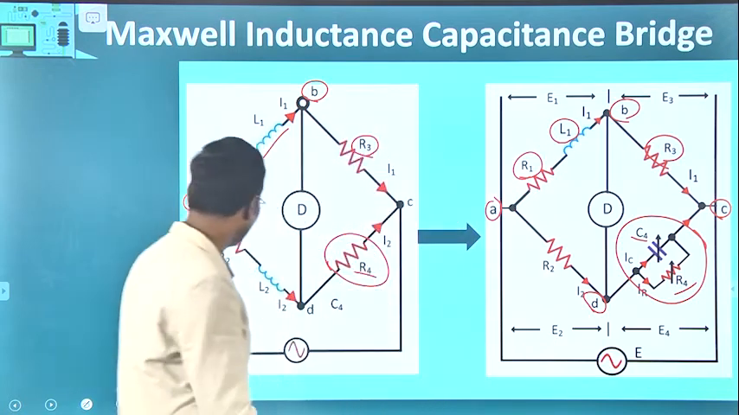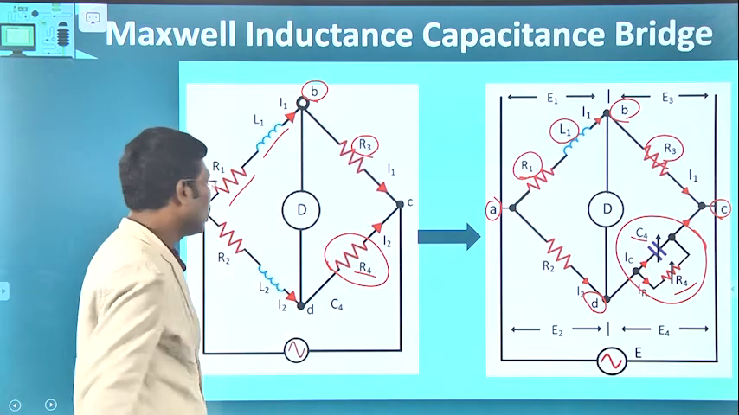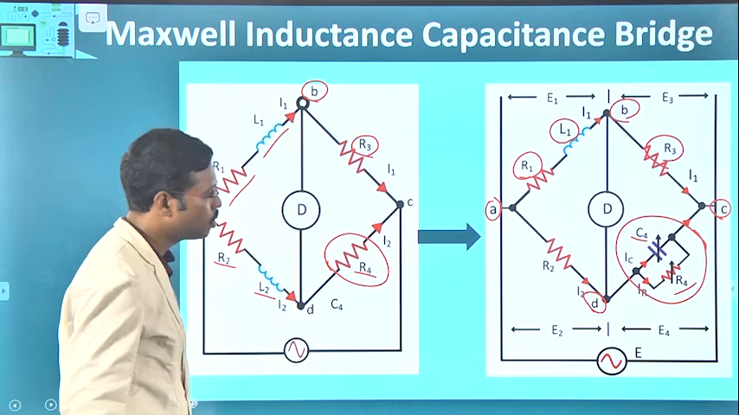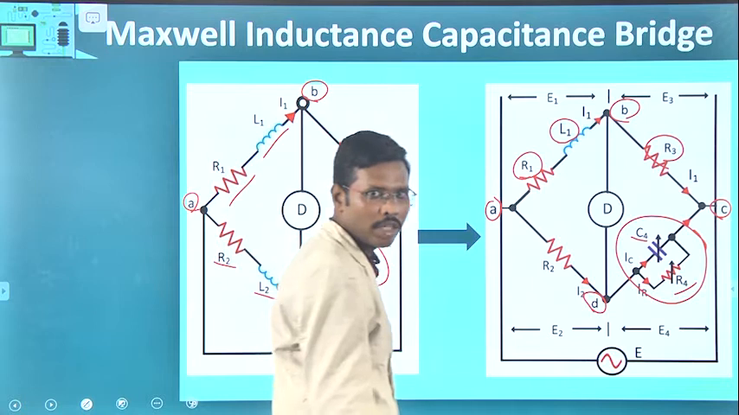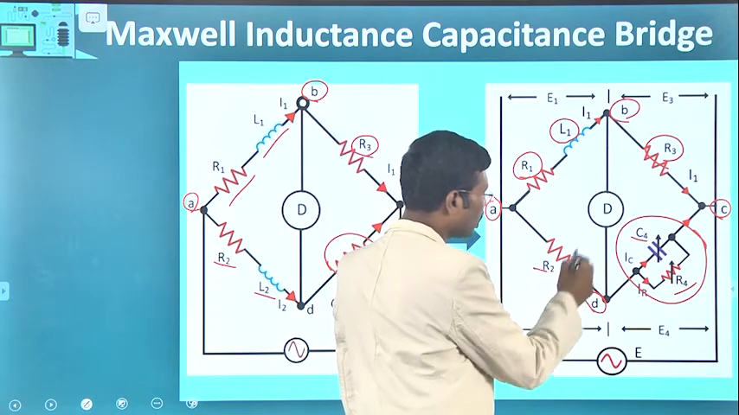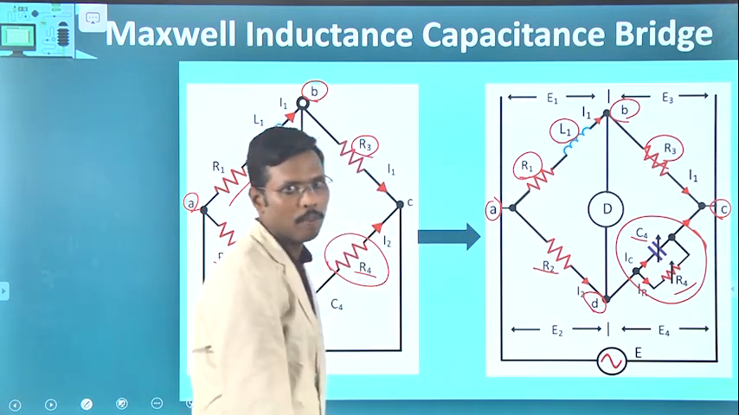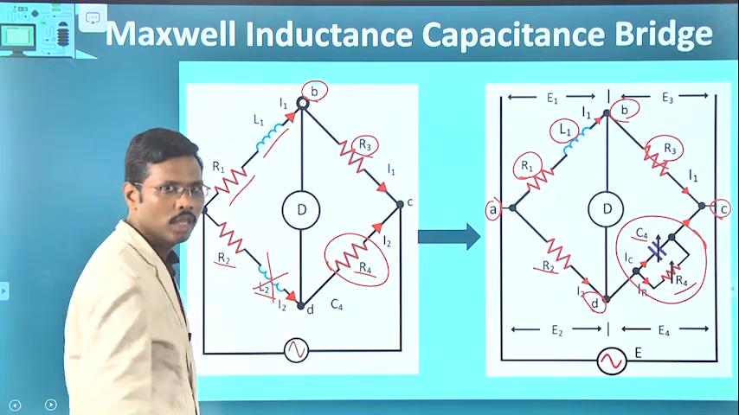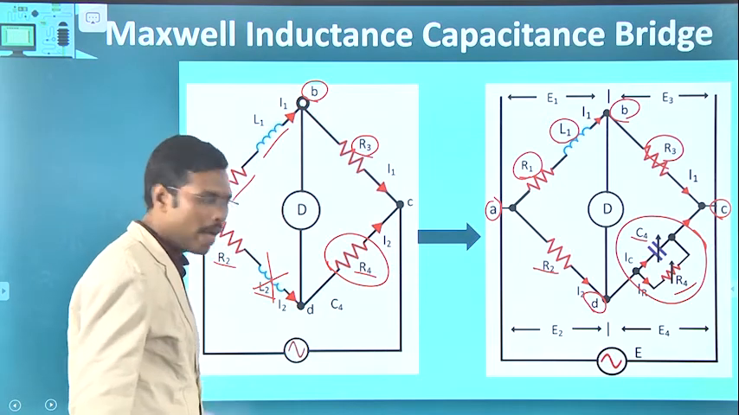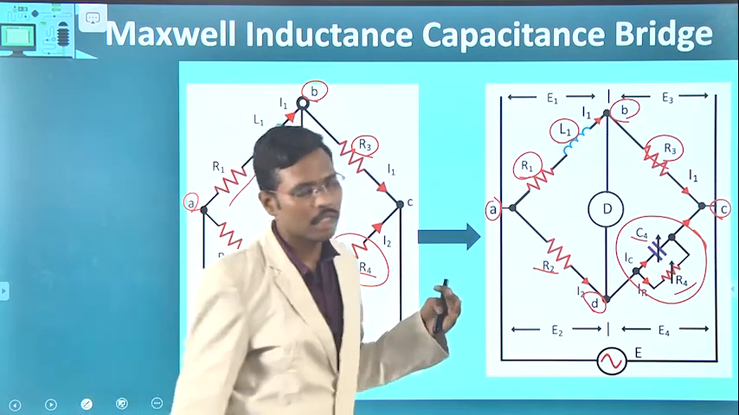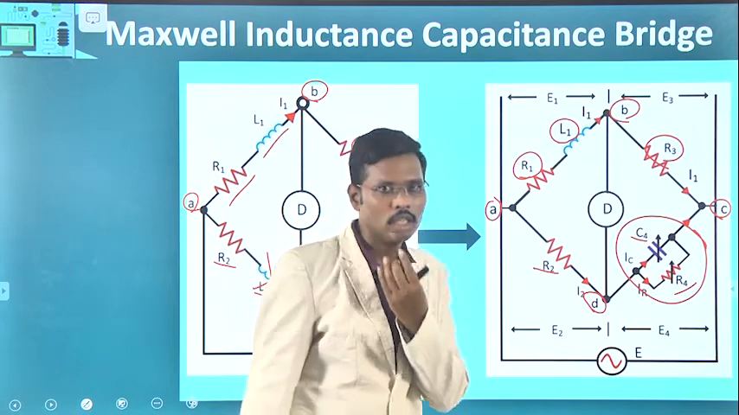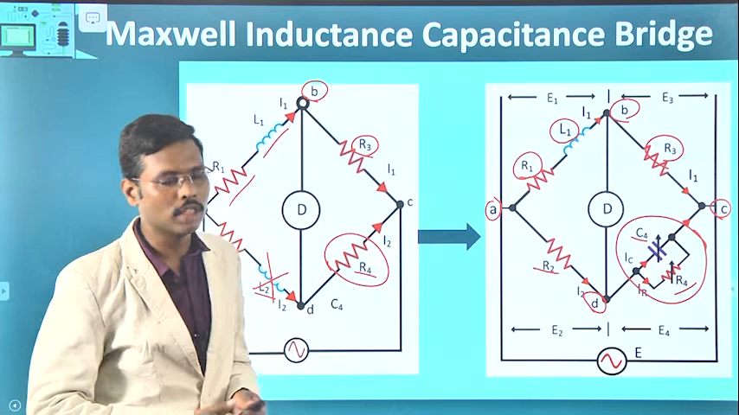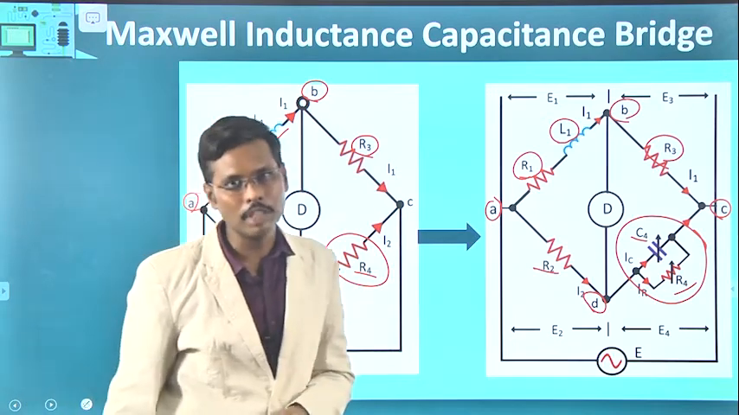And coming to the arm AD, in the general purpose bridge, we have a standard resistance R2 and a standard inductor L2. And here in the Maxwell inductive capacitance bridge, we only have the resistance R2, but we don't have any inductive component L2. So this inductive component L2 has been removed in the arm AD, and a variable capacitance has been added in the arm CD. So these two are the major modifications for an inductive capacitance bridge when compared to a general purpose bridge.